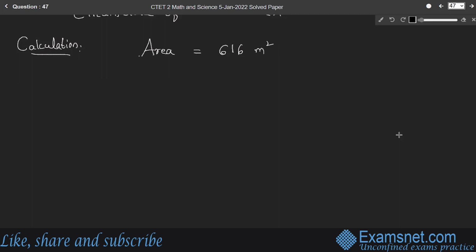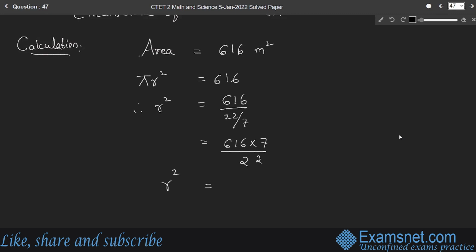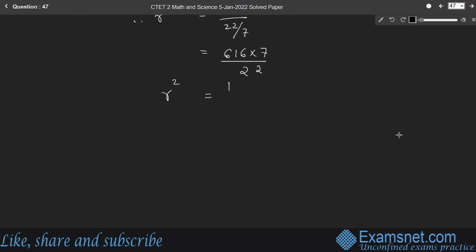So what is the formula for area? Pi r square is 616. Therefore, r square is equal to 616 divided by 22 by 7, which is 616 into 7 by 22. Therefore, r square is equal to, after simplification, we'll get 196. Therefore, r is square root of 196 is 14 meter. So, radius of the circular field is 14, not centimeter, it is 14 meter.